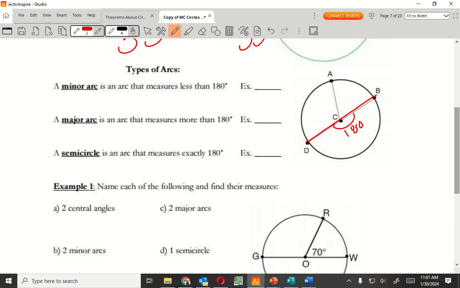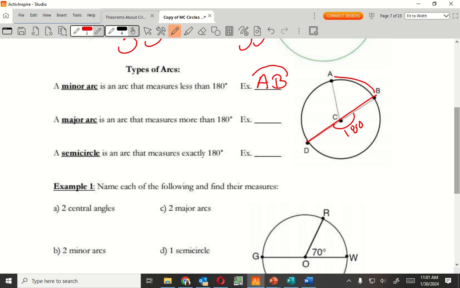So, can someone give me an example of a minor arc here? A, B. So you're saying the pizza crust from A to B? Yeah, good. Perfect. You'll see wording like that. They give you A and B.